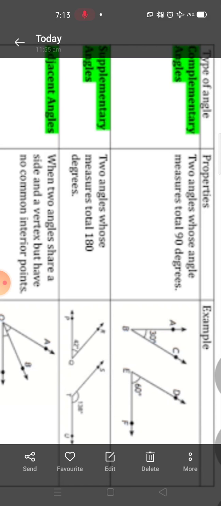So next type is complementary angles. Now what are complementary angles? Two angles whose angle measures total 90 degree. For example, one angle is of 30 degree and one angle is of 60 degree. If you add both the angles, you will get 90 degree. So these kind of angles are called complementary angles. If you add them, the answer should be 90 degree. Then only you can call them complementary angles.